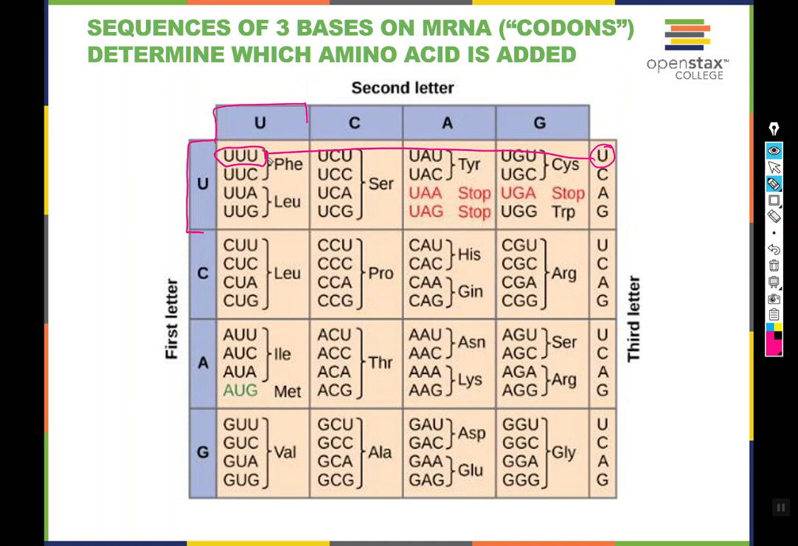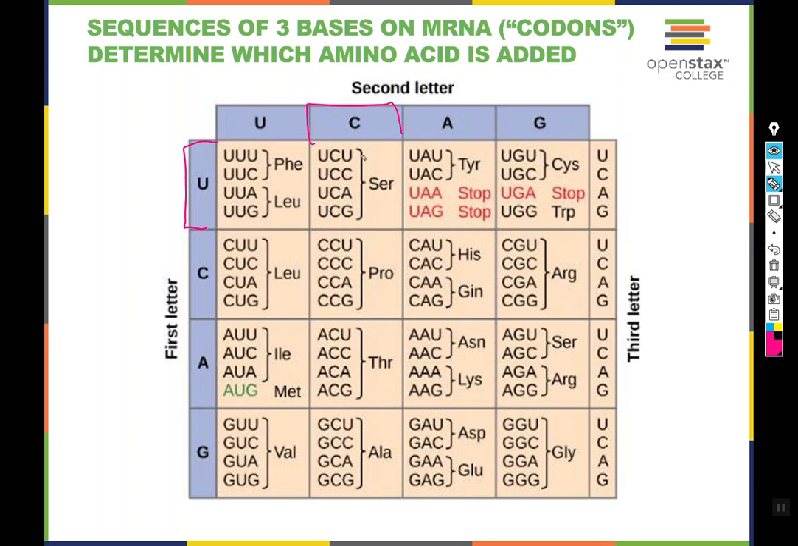What if instead it was UCU? Well, then I would do the following. Same steps, different order. I would say, okay, U, I want to be in this top row. C, I'm going to be in the second column. And U, again, top codon. That codes for serine, not phenylalanine.